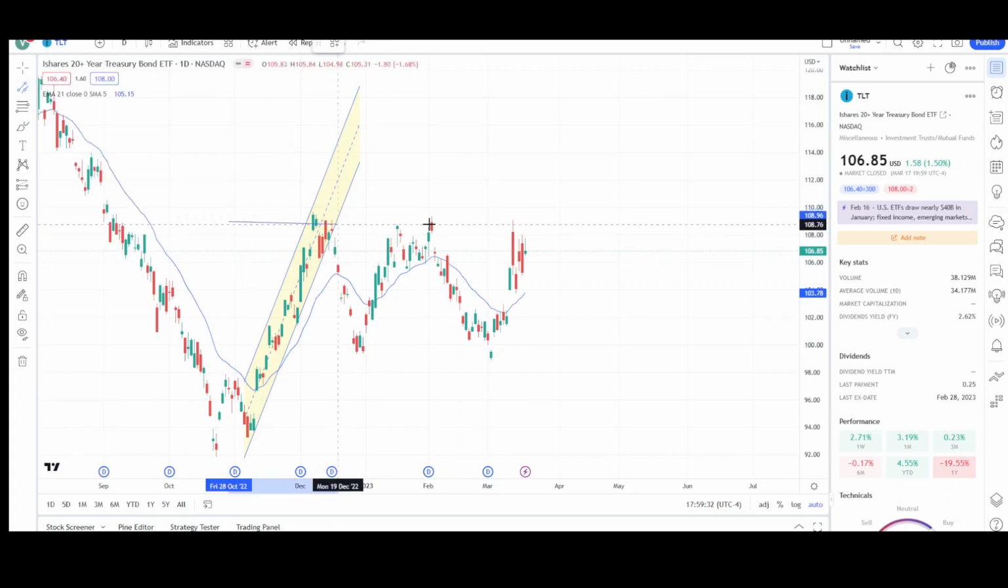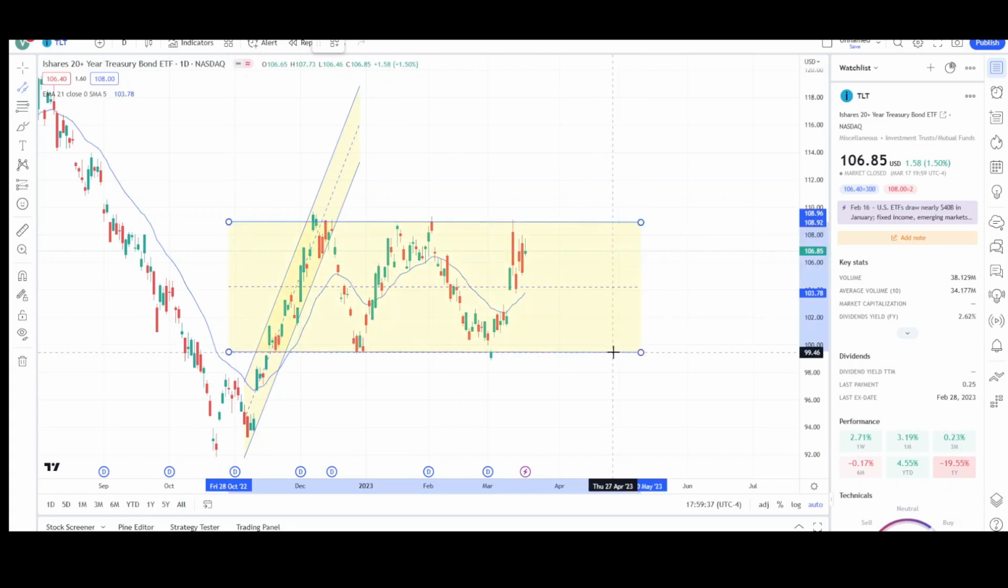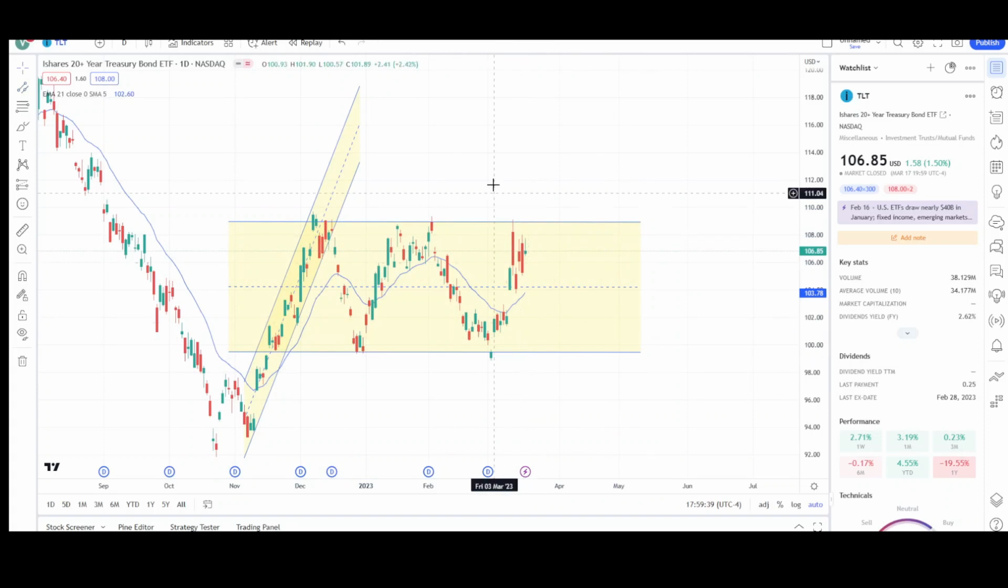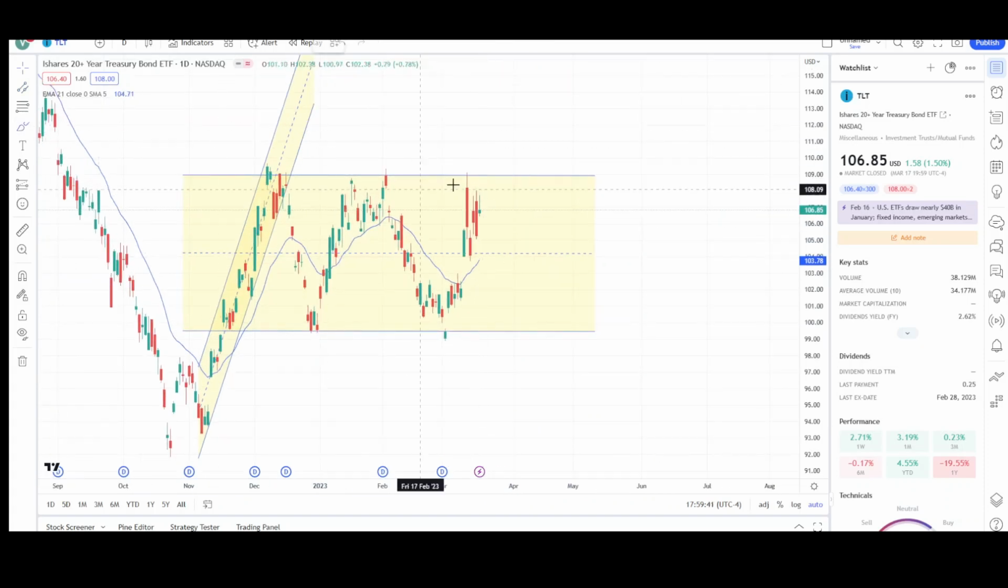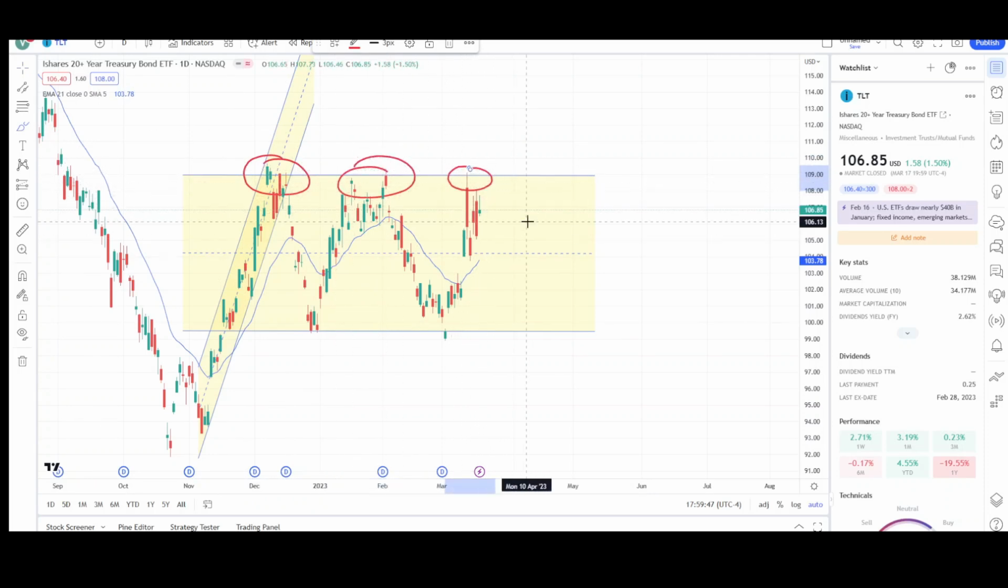You can see they were clearly finding resistance right around this 109 level, and we're finding support right around this 99 level. So it's pretty much a 10-point range. You can see that we're pretty much having a triple top occur. So this is the first high, this is the second high, and this is the third high. So right now we're seeing a triple top.